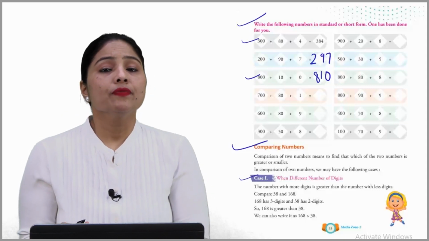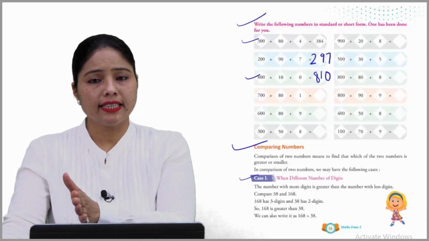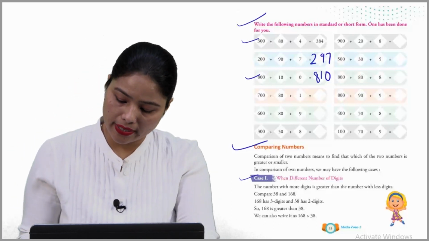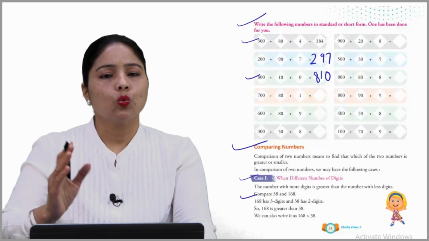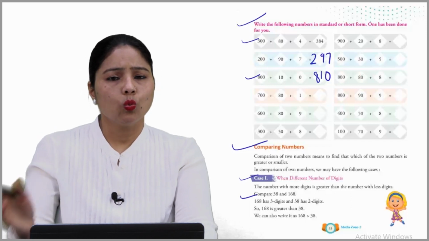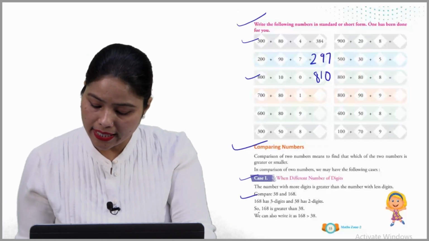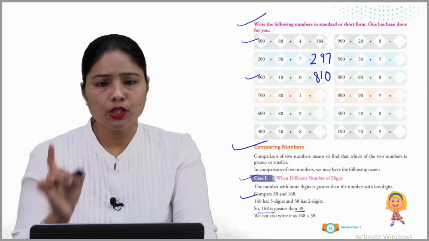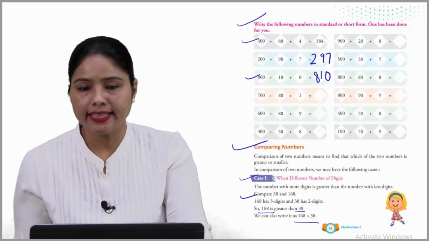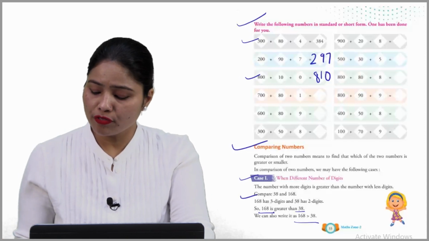Okay, case number 1: when numbers have a different number of digits, the number with more digits is greater than the number with fewer digits. Compare 38 and 168. 168 has 3 digits and 38 has 2 digits. So 168 is greater than 38. हमारा 168 3 digits का हुआ, 38 हमारा 2 digits का है. So we can also write it as 168 is greater than 38. Okay, so this is the concept of comparing numbers.